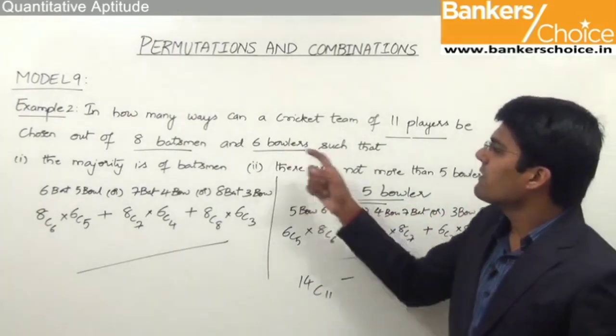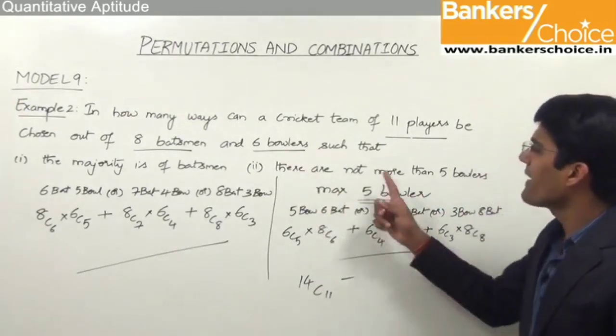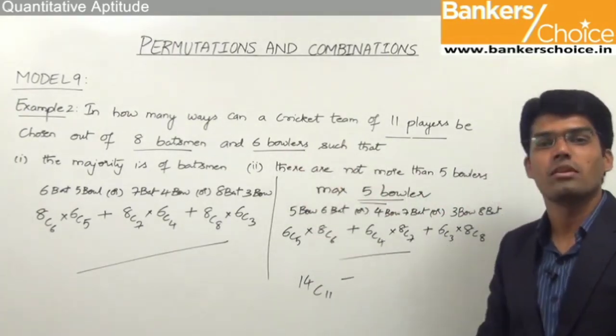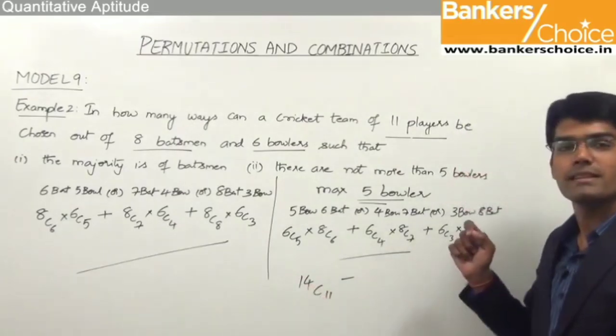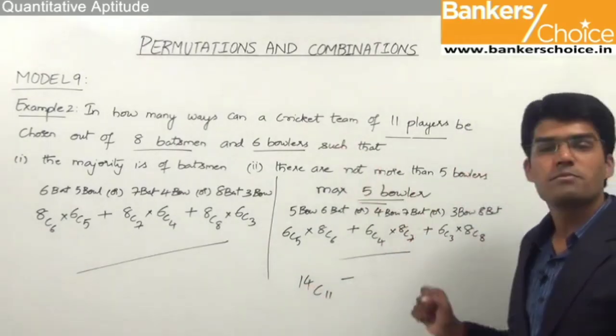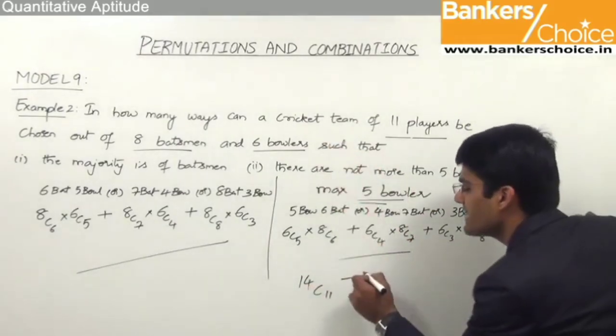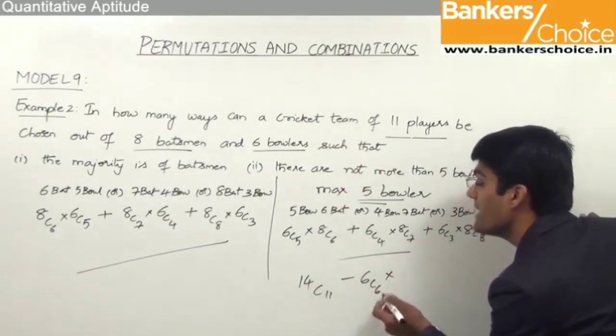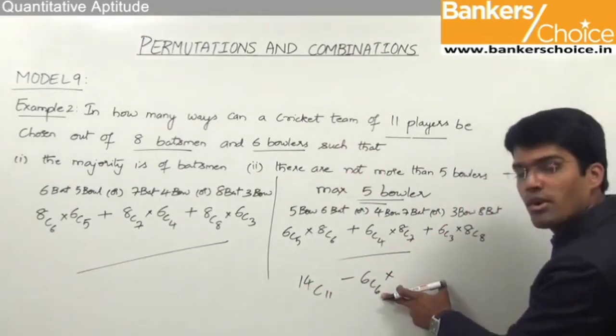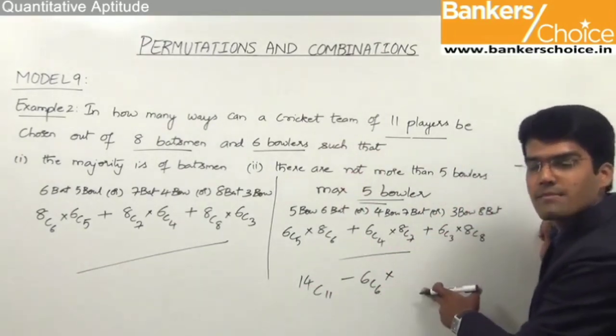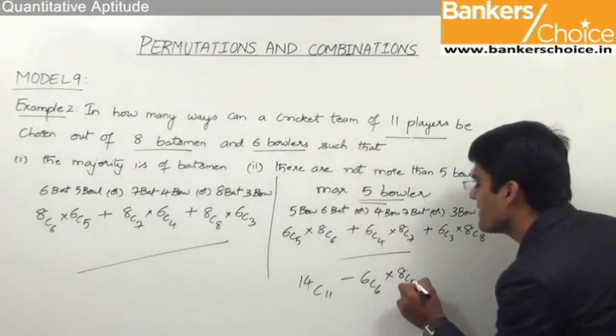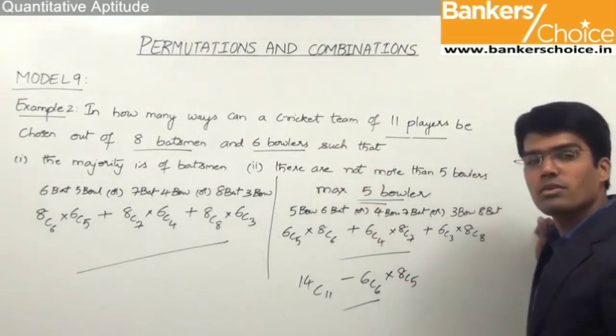Now here altogether we have got 6 bowlers. So more than 5 bowlers is only one case, that is 6 bowlers. So from 14C11 we subtract that number of cases where we have 6 bowlers in the team. So 6 bowlers means it is 6C6 ways, and remaining have to be batsmen. Already 6 bowlers have been selected, so remaining 5 have to be batsmen. That can be done in 8C5 ways. So this is the other way of solving the question.